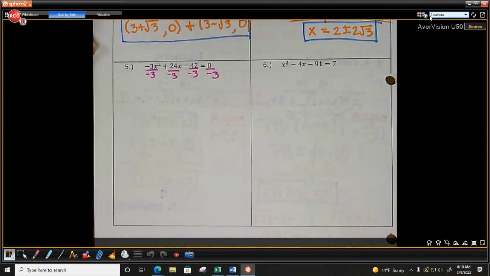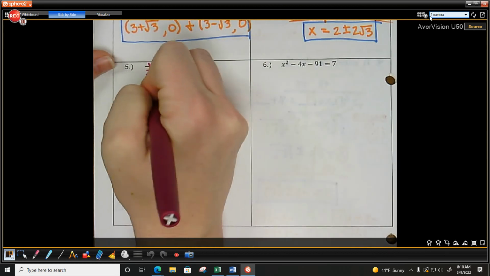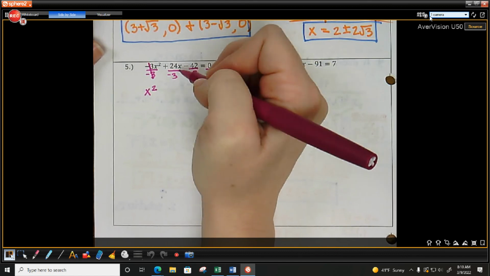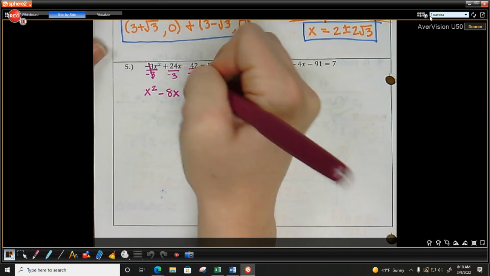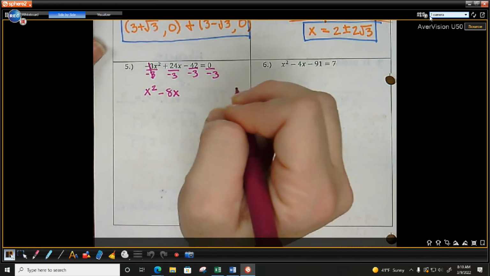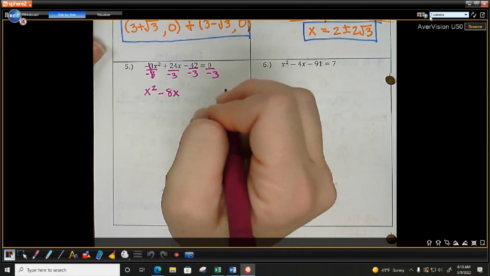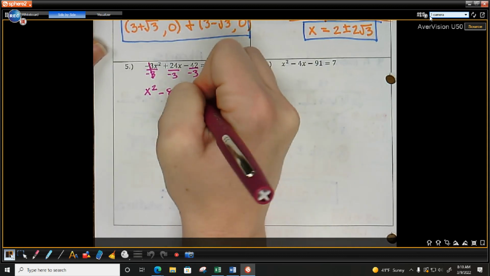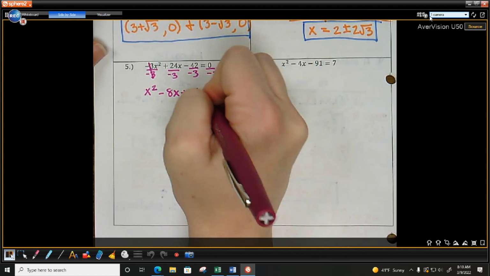What's 24 over -3? -8x, very good. And then what's -42 over -3? What is it? Positive 14. Negative is a positive, and you get positive 14. What's 0 divided by anything? 0. Now is A 1? Yes.